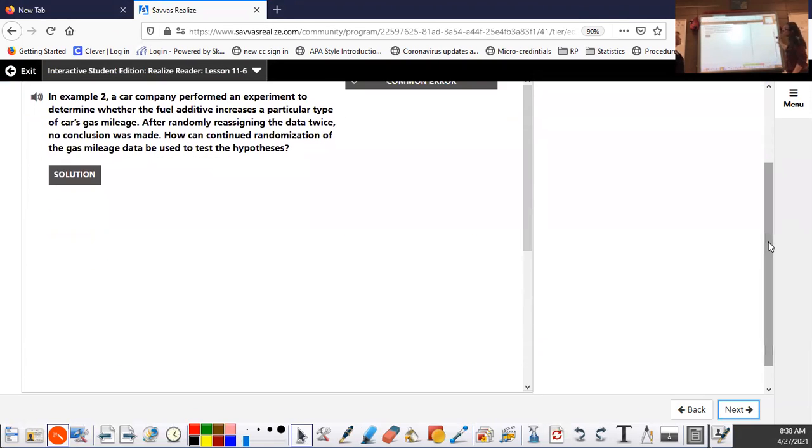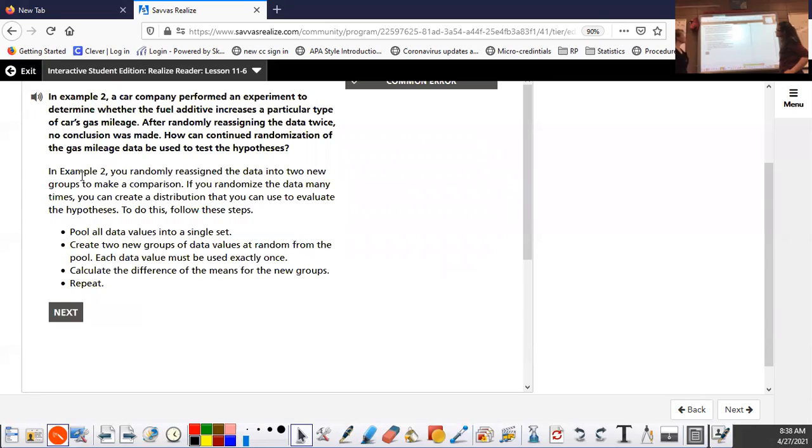So we're continuing with the car company, and the question is whether the fuel additive increased the particular type of car's gas mileage. That's our big question. After randomly reassigning the data only twice, we really couldn't make a conclusion based on that. How can continued randomization be used to test this hypothesis?